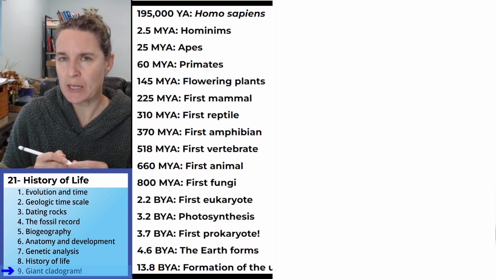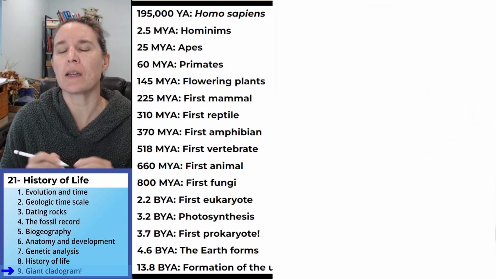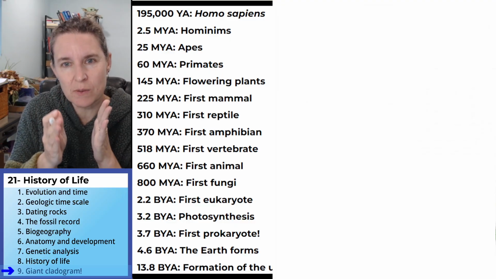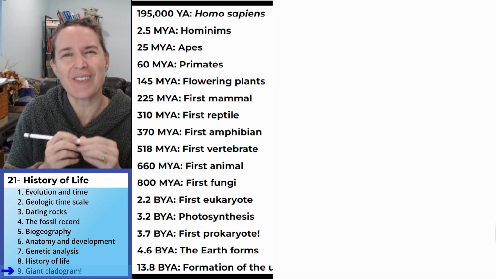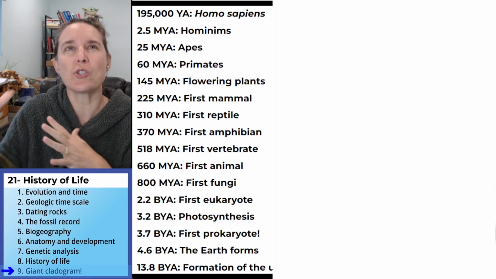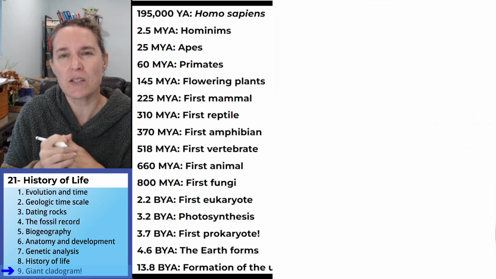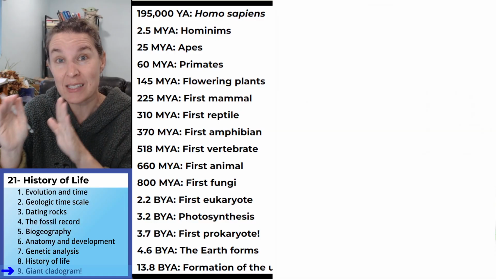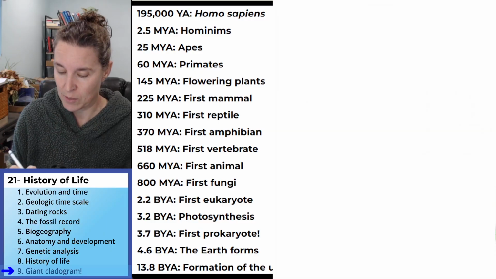I'm going to try something here. I'm going to try mapping our cladogram right next to this list of evolutionary events so that you can see the relationship between time and this cladogram that we are going to be building.